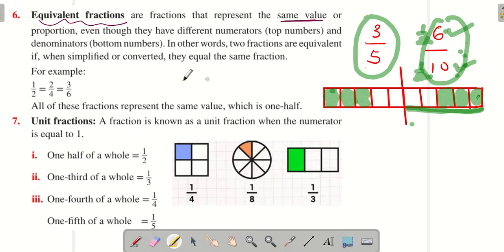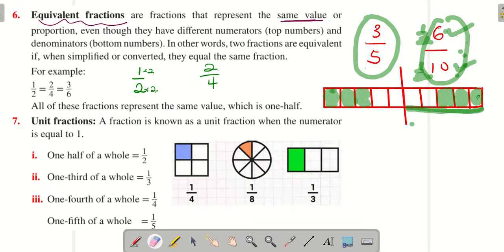So an example is 1 on 2 and 2 on 4. When we pick 1 over 2, and we also pick 2 over 4, you realize that with this 1 over 2, when you multiply the numerator by 2 and you also multiply the denominator by 2, 1 times 2 gives you 2, and 2 times 2 gives you 4. So it is the same.